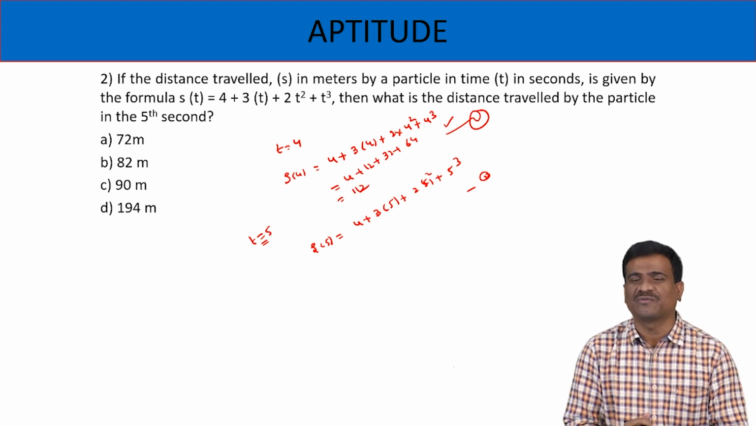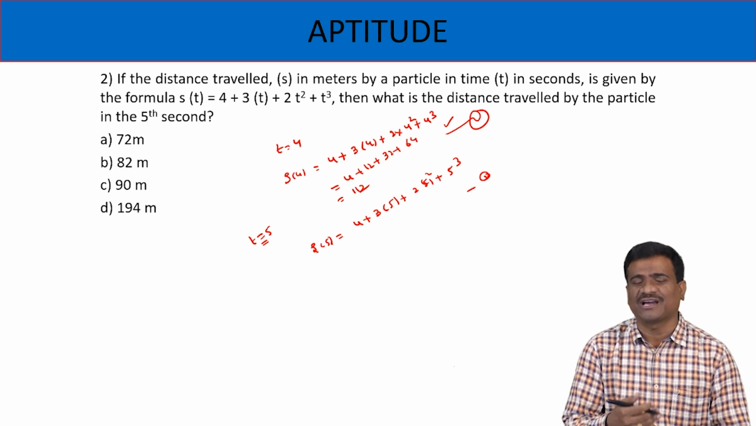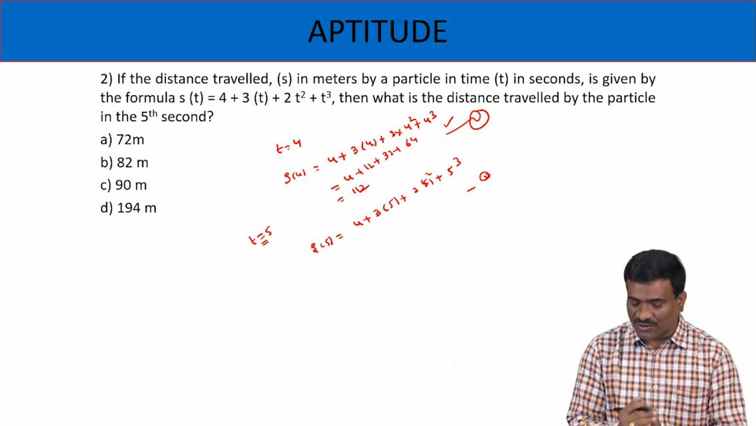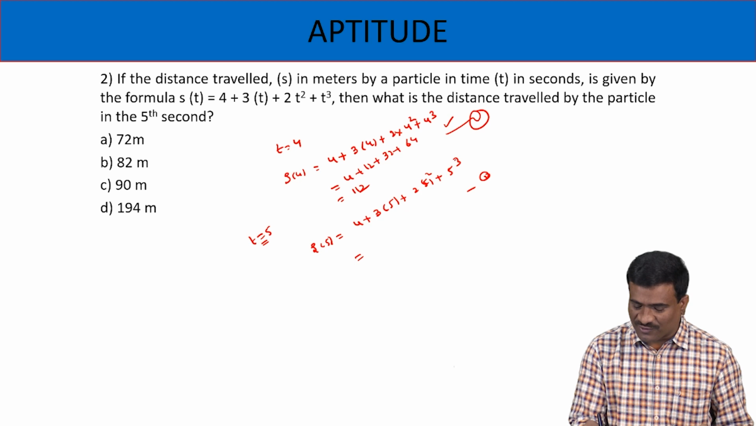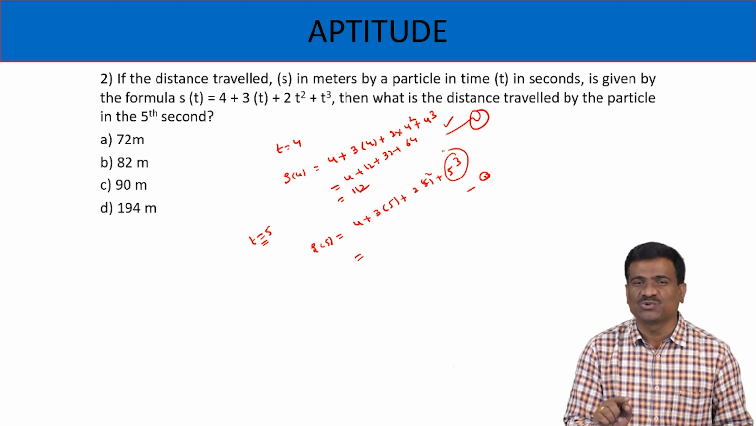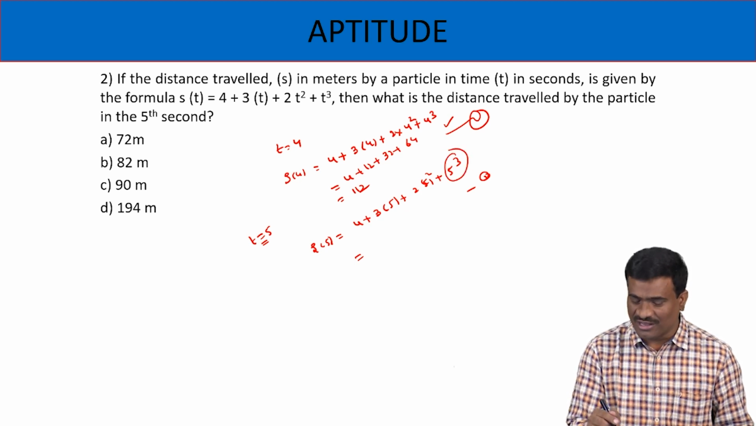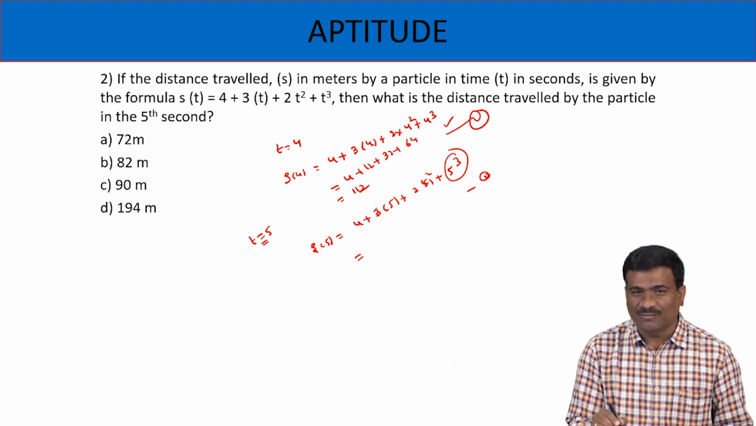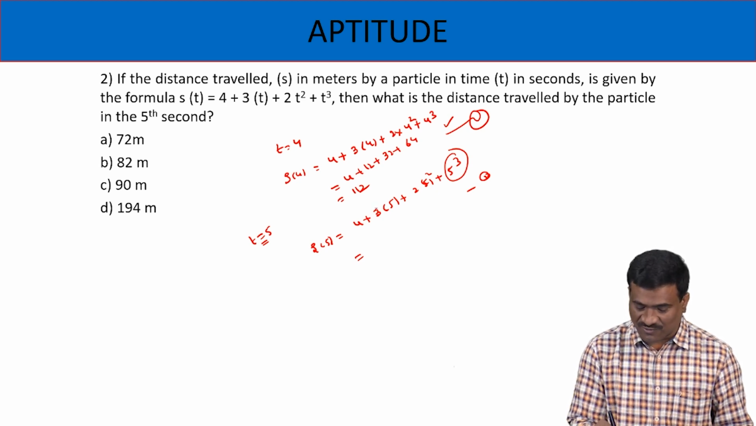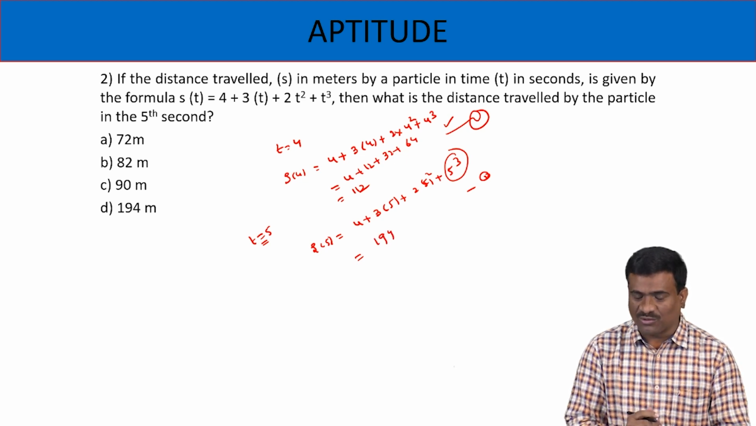This is called equation number 1. Second part, again calculate the S of 5 value: 5 cube 125, 2 into 5 square is 50, 125 plus 50, 175, plus 15, 190, plus 4, 194. Okay, S of 5 is equal to 194.